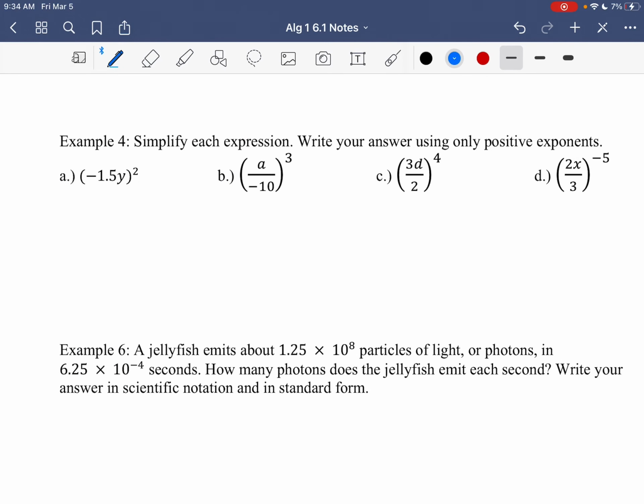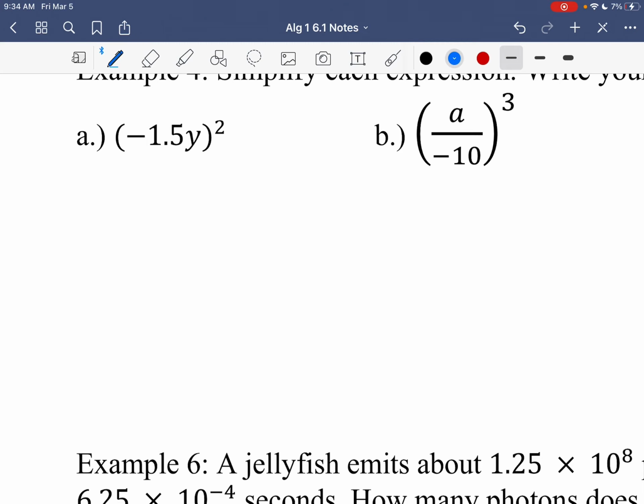Now we're going to do some examples with variables in here. So it says simplify each expression. Write your answer using only positive exponents. Again, we can do these just like the last one, 2 different ways. Here I have negative 1.5y to the 2nd. From knowing what we know about variables, I know there's a multiply in between there. So this is negative 1.5 times y times negative 1.5 times y.